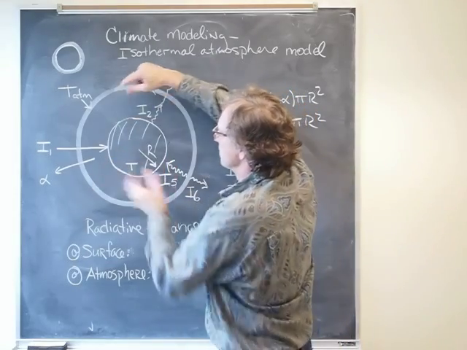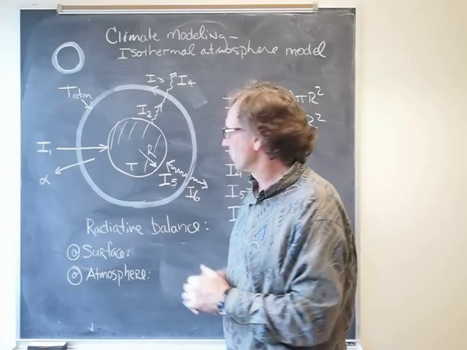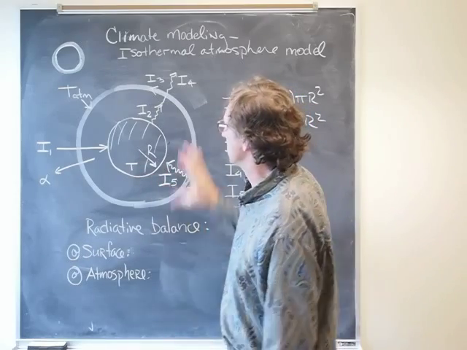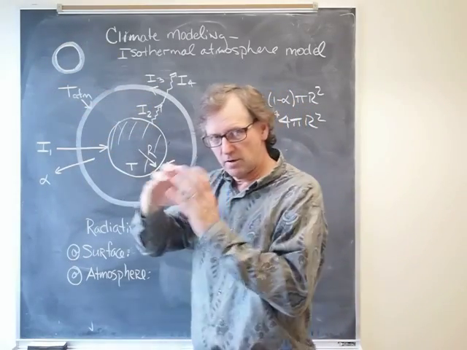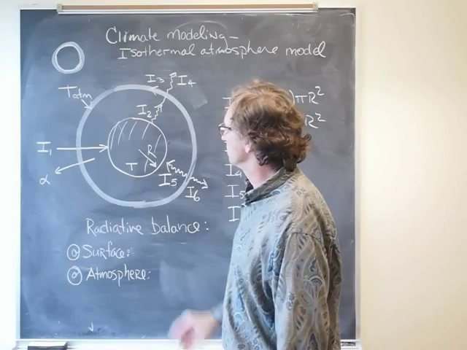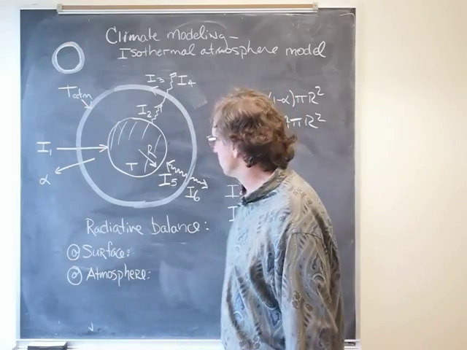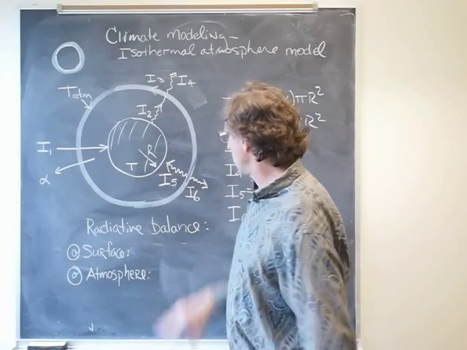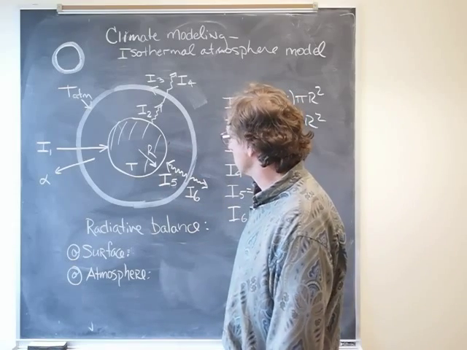Now I've drawn the atmosphere around it as if it were pretty separated, but of course we know that it's really just a very thin atmosphere that's right around the planet. I've just done it this way so I can highlight some of the processes that are going on.